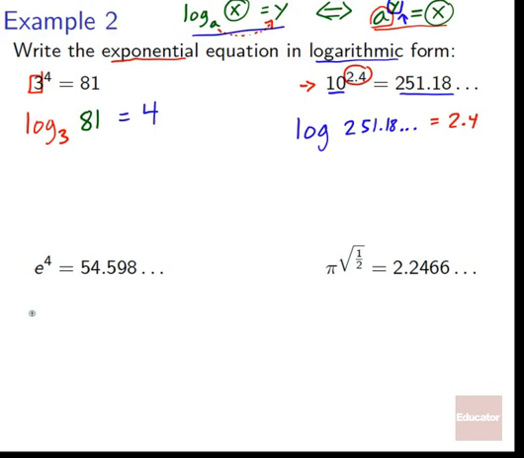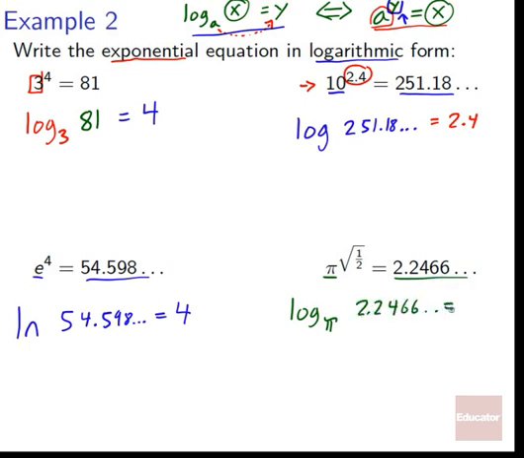So another one, our base here is e, so we can write that as natural log. Natural log of this number, we were told, comes out to be 4. Finally, our base pi, so log base pi of this number is equal to the square root of 1/2, because we know if we raise pi to the root 1/2, we get 2.2466, and continuing on. So that's how we're able to figure out that log pi of 2.2466, continuing on, must be the square root of 1/2.